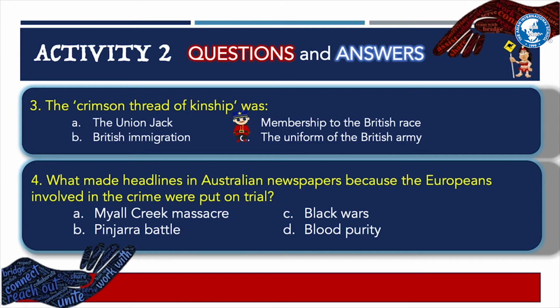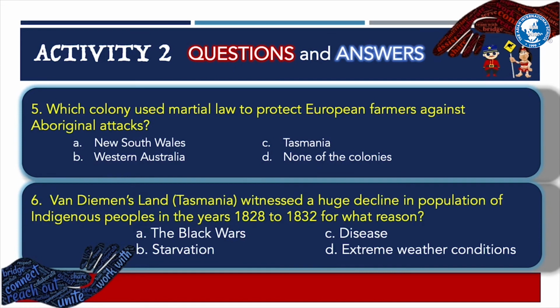Okay, next, number 4. What made headlines in Australian newspapers because the Europeans involved in the crime were put on trial or were punished? That's letter A. Yes, Myall Creek Massacre. Okay, next, which colony used martial law to protect European farmers against Aboriginal attacks? It's letter C, Tasmania or Van Diemen's Land. Okay, number 6. Tasmania witnessed a huge decline in population of indigenous peoples in the years 1828 to 1832. For what reason? It's because of the Black Wars.